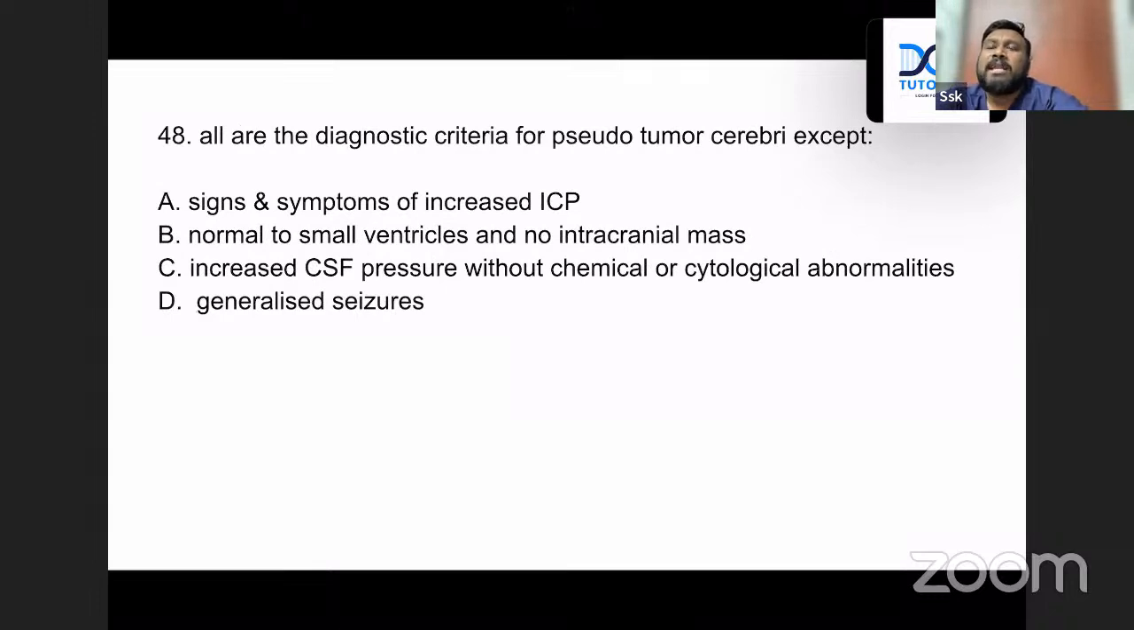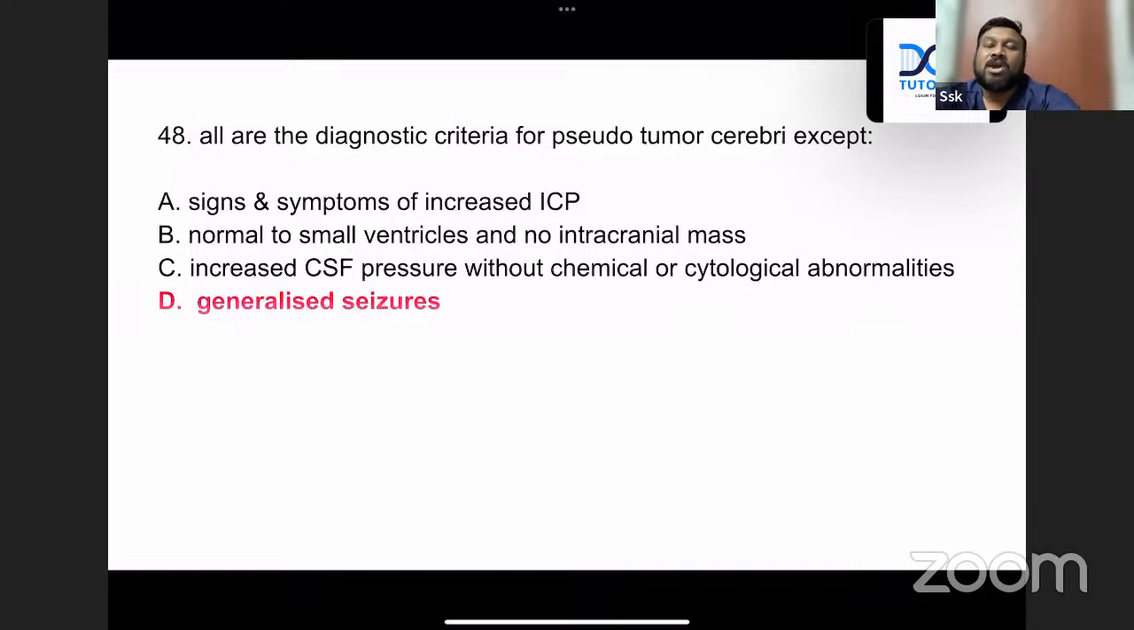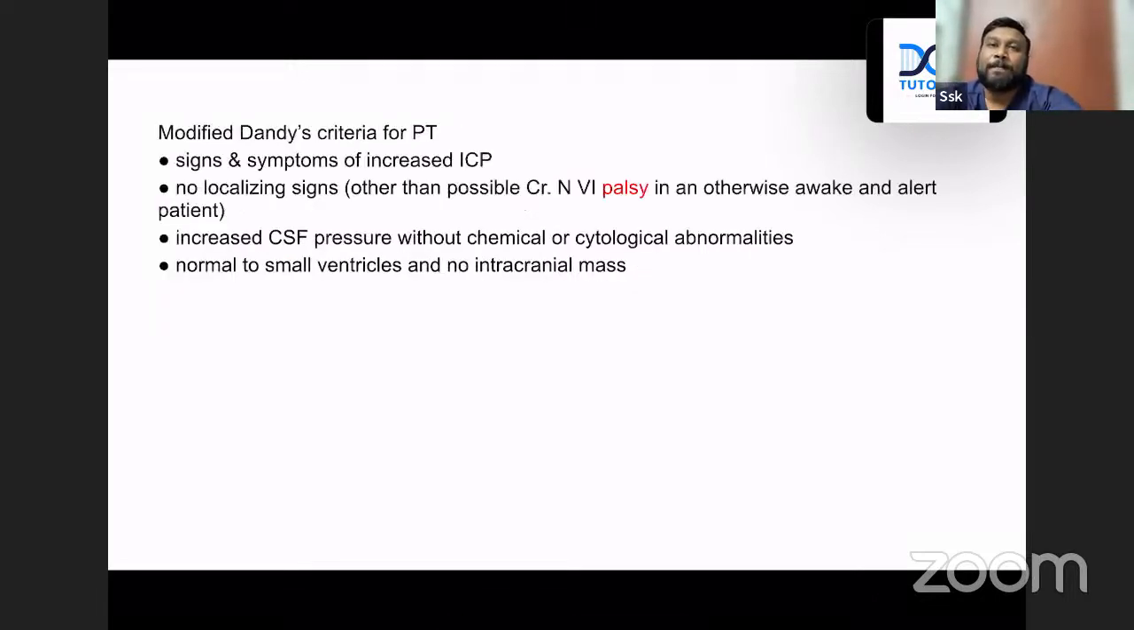All are the diagnostic criteria for pseudotumor cerebri. See, the term pseudotumor cerebri is not used nowadays. Nowadays, we use the term idiopathic intracranial hypertension, and signs and symptoms of raised ICP are seen. The ventricles are normal to small size and there is no intracranial mass. Increased CSF pressure without chemical or cytological abnormalities. All these are true except generalized seizures. Why? Because seizures are not the presentation for pseudotumor cerebri.